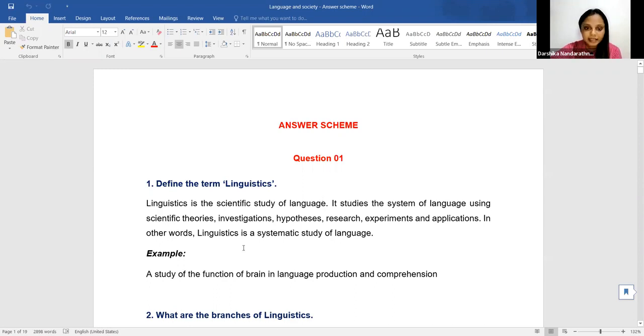So here you can see an answer for that question. We don't descriptively explain this because you will be given only 2 marks.